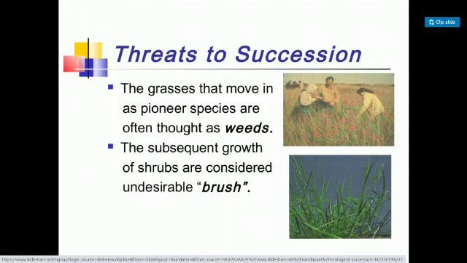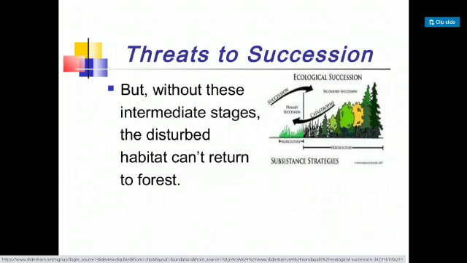So what are the threats to succession? The grasses that move in as pioneer species are often thought of as weeds. The subsequent growth of the shrubs is considered undesirable brush. But without these intermediate stages, the disturbed habitat cannot return to forest. So for the establishment of the climax community, the intermediate stages are very necessary, because without them the soil cannot be thickened, and the special types of nutrients cannot be added there.